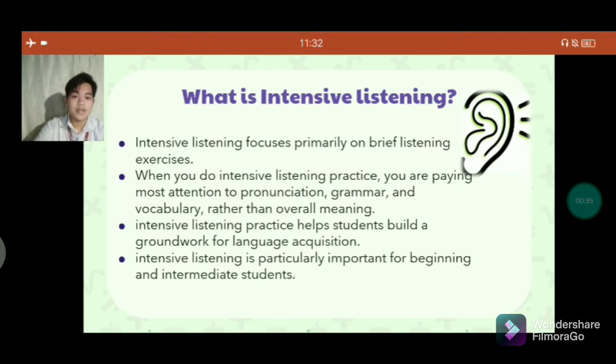And number 4 is intensive listening is particularly important for beginning and intermediate students. The intermediate students are grade 4 to 6, and on the other hand, the beginners are grade 1 to 3. So if they master these things at a young age, it would be easier for them to cope in any listening activity.